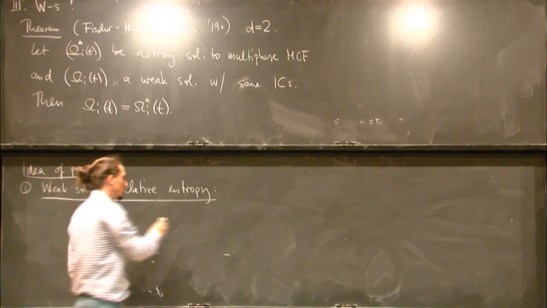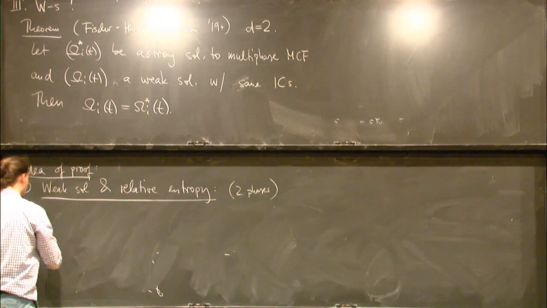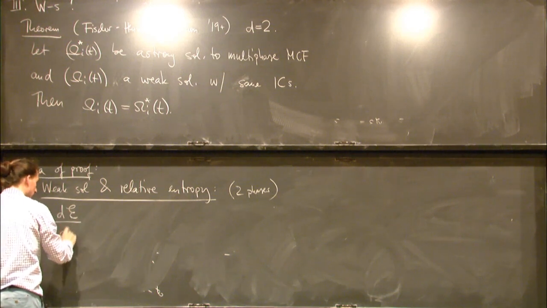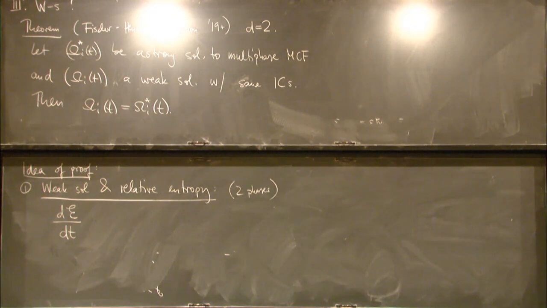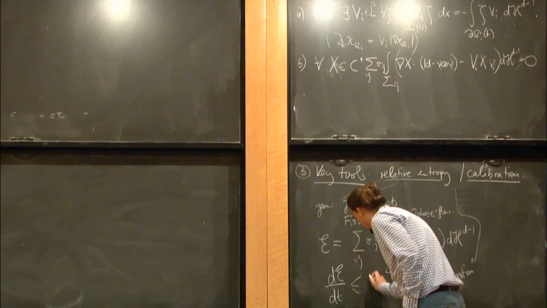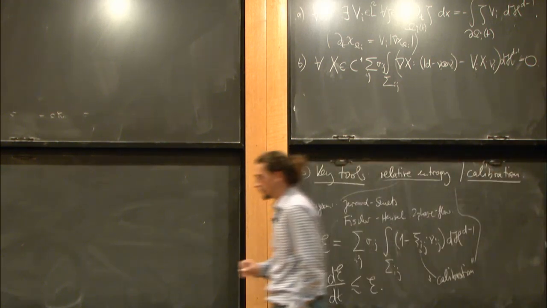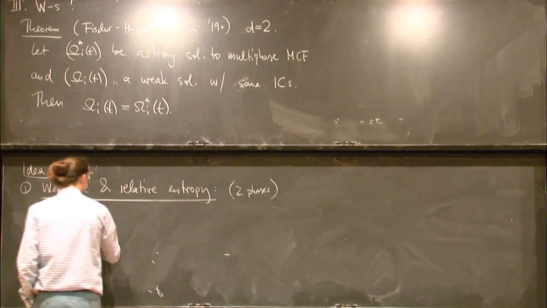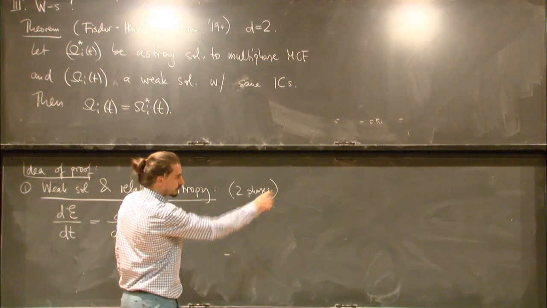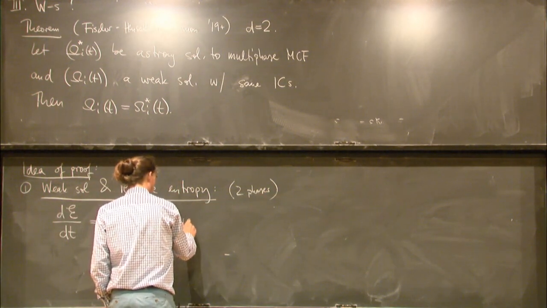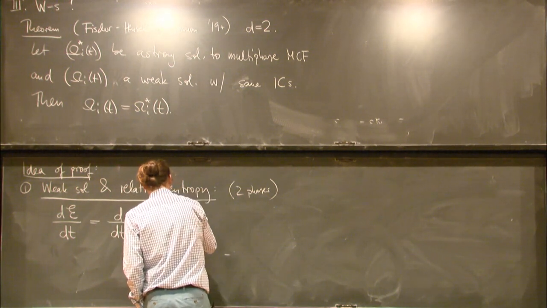So I'm going to do this now for two phases for the moment. So what you want to do is, this is our error functional. What we want to prove is dE/dt is bounded by E. And then we do Gronwall. That's what we want to do. OK, so we compute the derivative. This is now just two phases. So the first term is 1 times the integral, so this is just the area of the interface. And sigma is the boundary of some set.